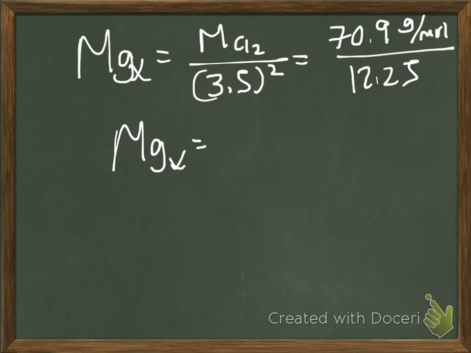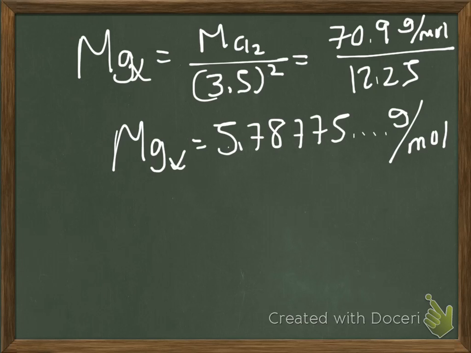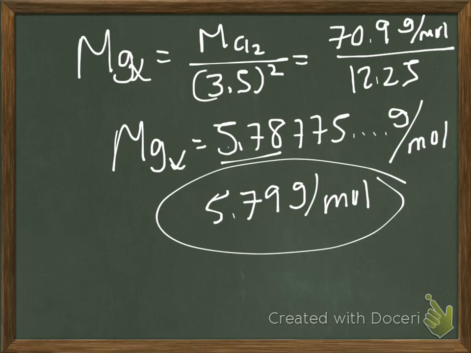Okay, so we were able to plug in numbers now. We've got 70.9 grams per mole divided by 12.25. And what's our mass of gas X? Okay, so we've got our mass of gas X, and I think we can have 3 sig figs here. So we're going to have 5.79 grams per mole.